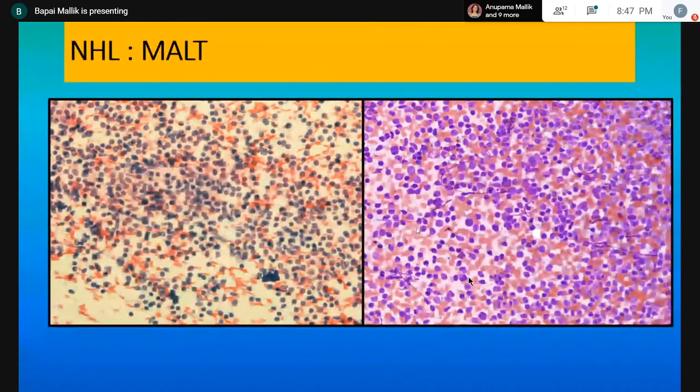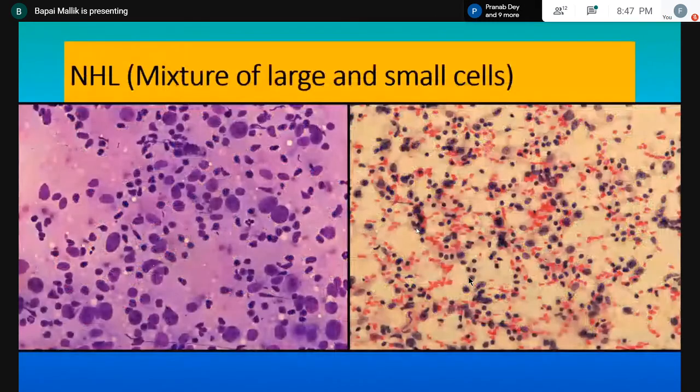This is a MALT lymphoma, turned out to be a MALT lymphoma, a population of small lymphocytes mixed with a few larger cells. Many may have a problem in directly calling this malignant. So in such cases, you ask for flow cytometry, and then if you have the supportive features, you call it lymphoma, or else you call it suggestive or suspicious of malignancy.